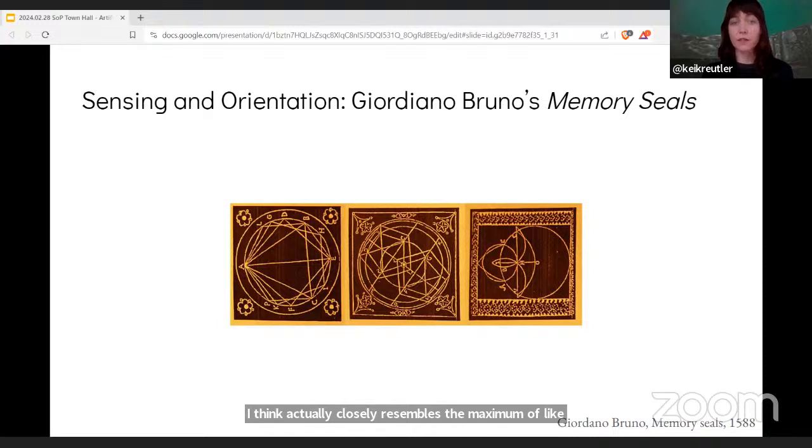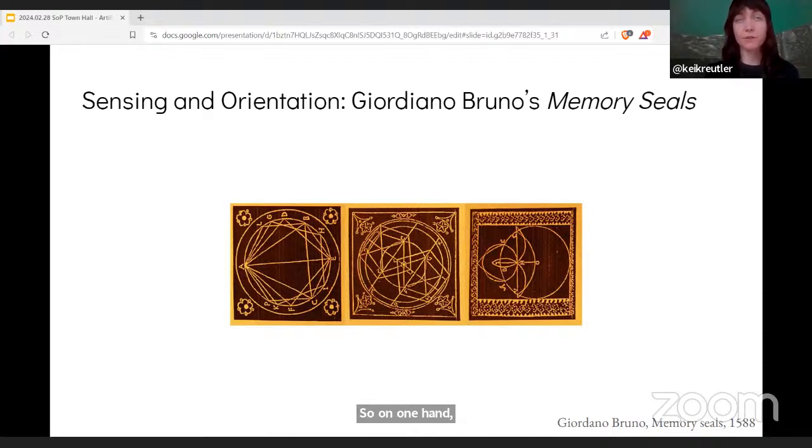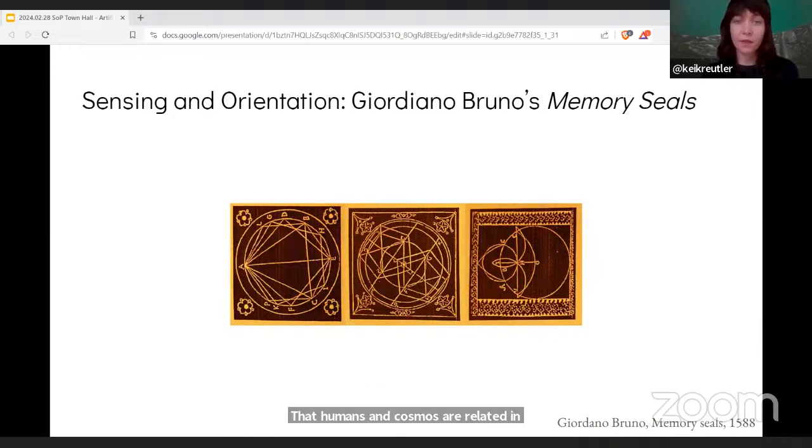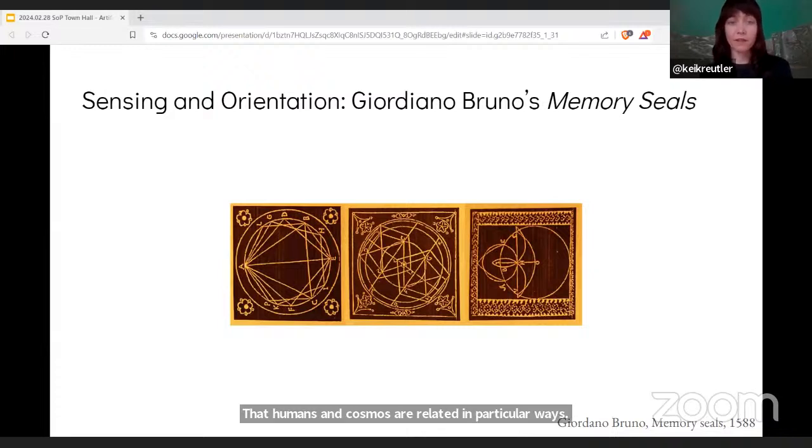On one hand, Bruno's approach to orientation resembles hopeful delusions, suggesting that belief begets truth, that humans and cosmos are related in particular ways. But on the other hand, it signifies a kind of recognition of agency. Because despite the often involuntary nature of memory, intentionally cultivating memory through orientation can reshape consciousness, he posits at least. Because after all, even our thoughts about the future are themselves memories.